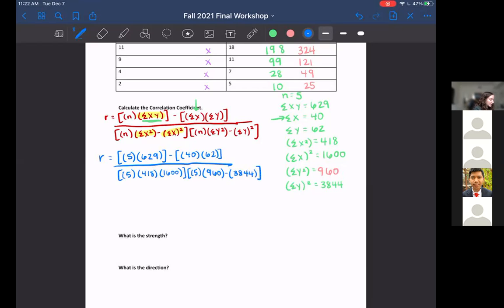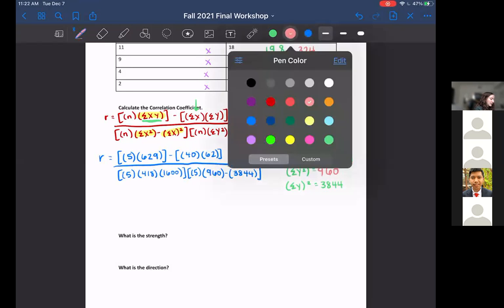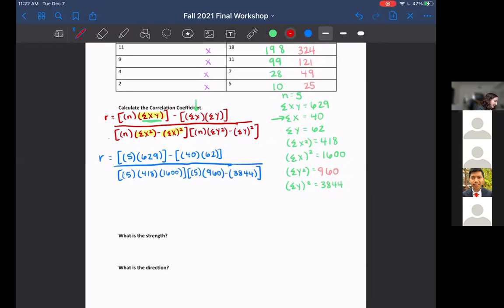Okay, so now we just need to solve. So let's just do it step by step. So we'll do everything that's in brackets. I forgot something in the original equation. So it should be the square root of this whole thing. So it'll be the square root of this. My bad, I forgot that part. Okay. So let's just do it step by step.